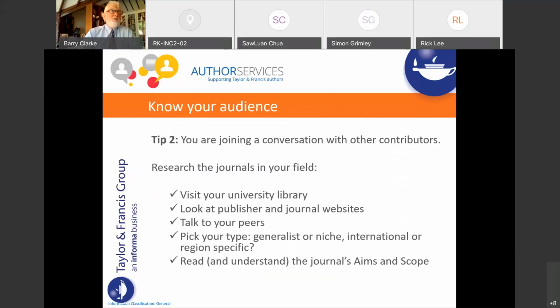Please visit your university library. Not all territories, of course, that's possible at the moment, but where it is, please do make use of your library. Do look at publisher websites, journal websites. Talk to your peers. Find out what they're reading, where they're thinking of publishing. Especially talk to people that you admire in your faculty. And talk to people who have previously published with that journal. But most importantly, do read the aims and the scope of the journal.